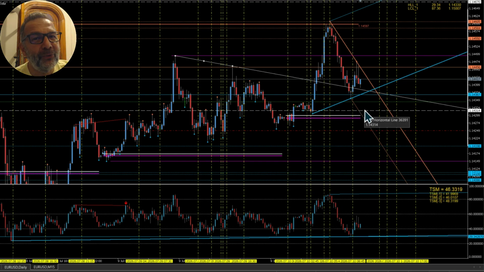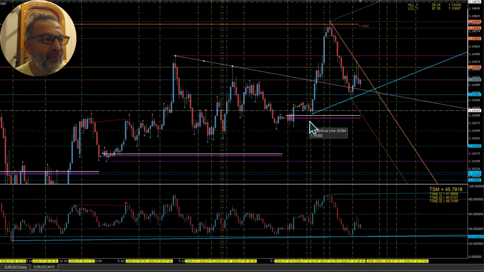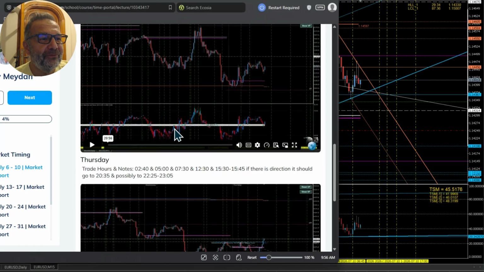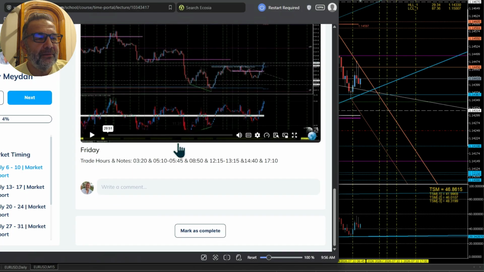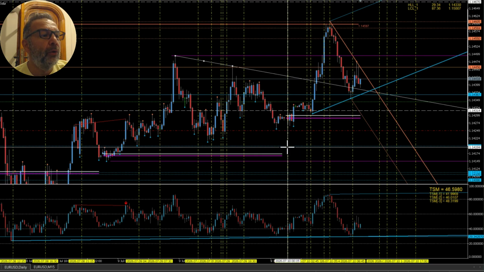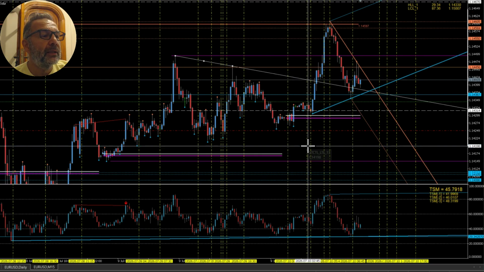Now look at 1431 and look at these vertical lines. What are these vertical lines? These vertical lines are the times for Friday. Look at that: 3:20, 5:10, and 5:45. And look what we have here. This is the opening, and this is 2:45, 3:10 is here.